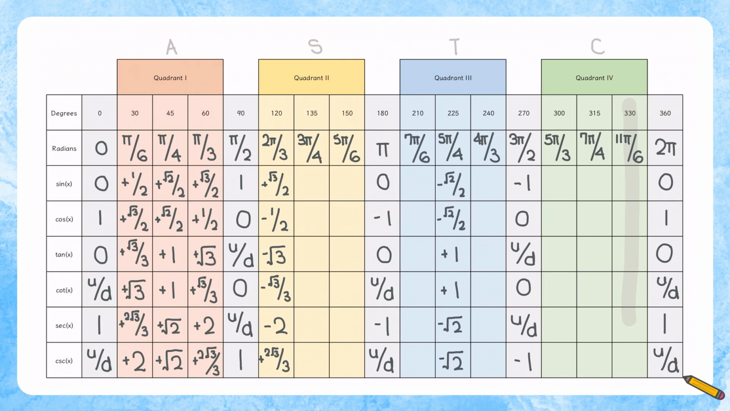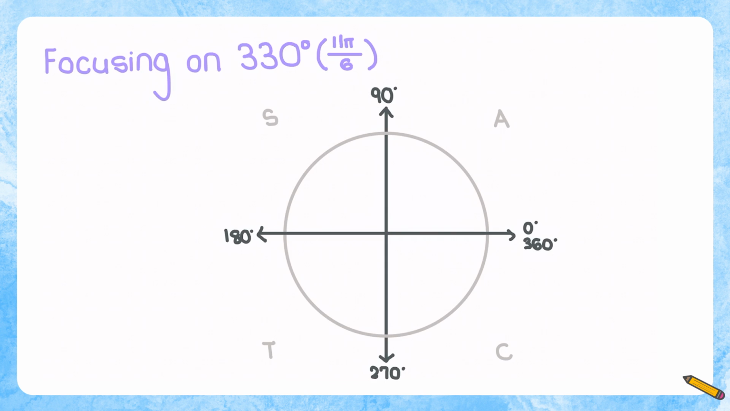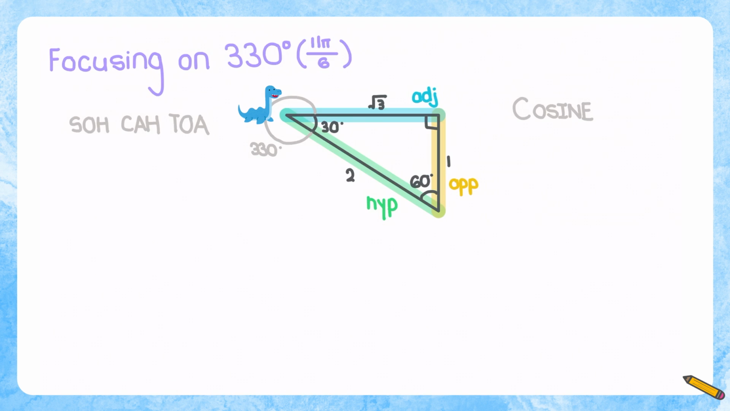And then let's look at one more angle together, 330 degrees, which lies in quadrant 4. So we start off by drawing a 330 degree angle, which lies in quadrant 4. Our reference angle has a measure of 30 degrees. And from here, we create our reference triangle. So here I have my reference triangle set up for the angle 330 degrees. So let's find each trig value.